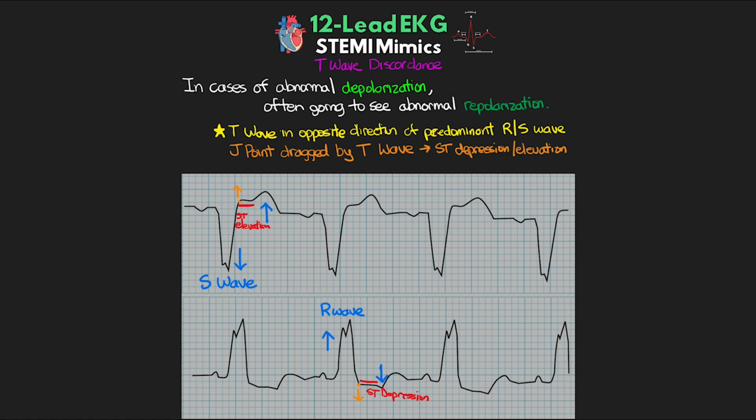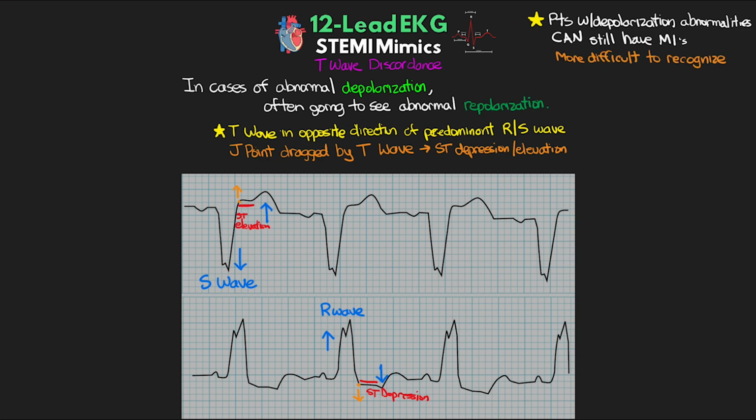So knowing this appropriate T wave discordance, if we had this predominantly positive R wave and we saw ST elevation, that this would actually be concerning here for an MI. And of course, patients who do have these depolarization abnormalities can still have MIs, and this can actually make this more difficult to recognize. But we do have a rule that we call Scarboza's criteria that we can use to identify abnormal ST elevation in these cases, which I'm actually going to cover in the next and last lesson of the series.